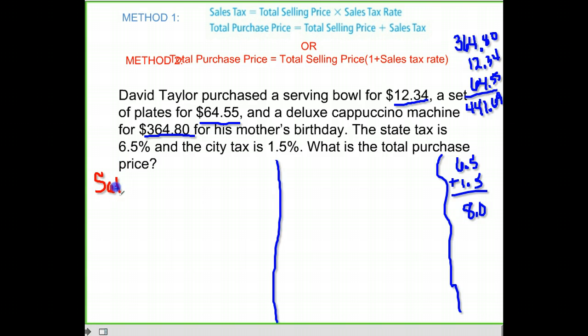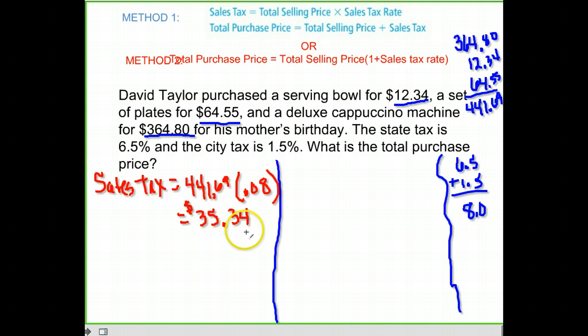So the first method is to first find the sales tax on the item that you purchased. So we take our $441.69 and we multiply by our tax of 0.08. That gives me a tax of $35.34. When I round, I get 35.335, and that 5 means I have to round the 33 up to 34.